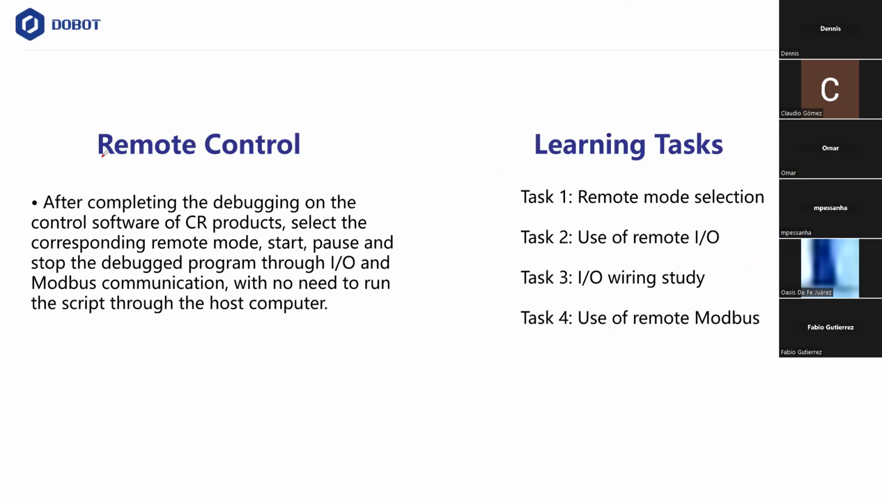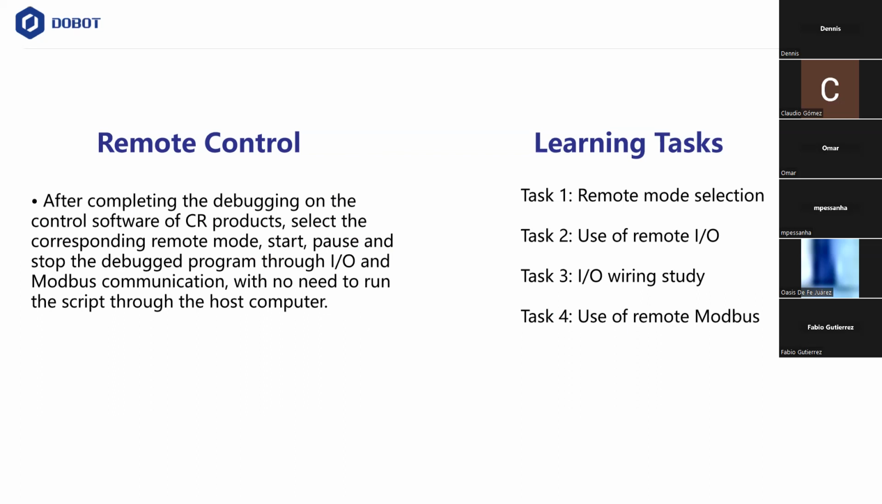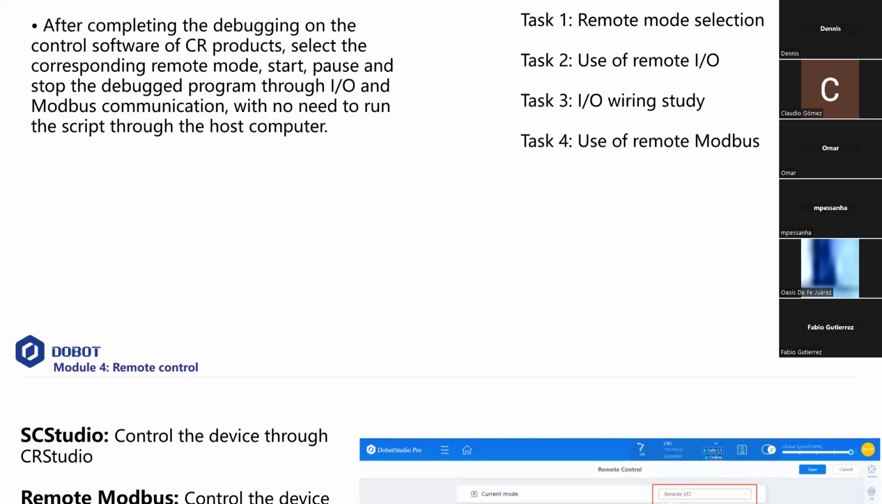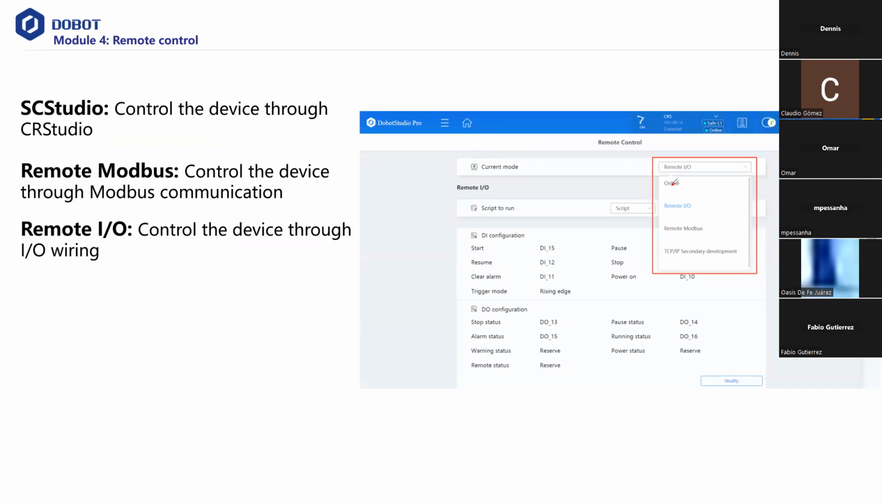For remote control, after completing the debugging on the control software of the CR product, select the corresponding remote mode, start, pause and stop the debugging program through I/O and Modbus communication, with no need to run the script through the host computer. A lot of people ask this. Let me talk about it a little bit. So if you don't want the robot run, well, you require to have your computer plugged in.